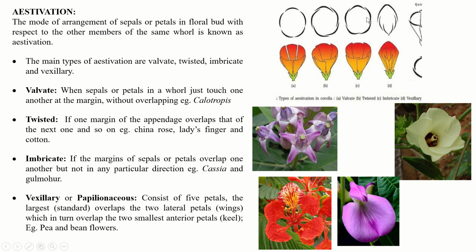one petal is completely outside, one inside, one outside. You can see one completely outside, one completely inside, one outside, one inside. So such a type of estivation is called the imbricate estivation. And the example is Gulmohar.